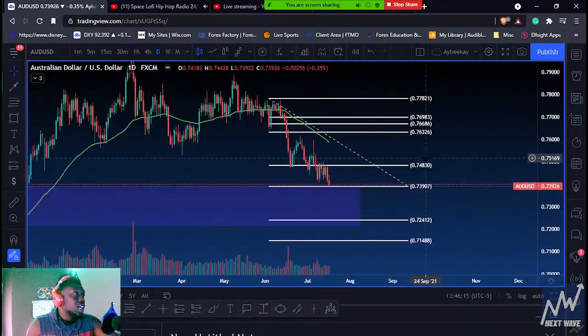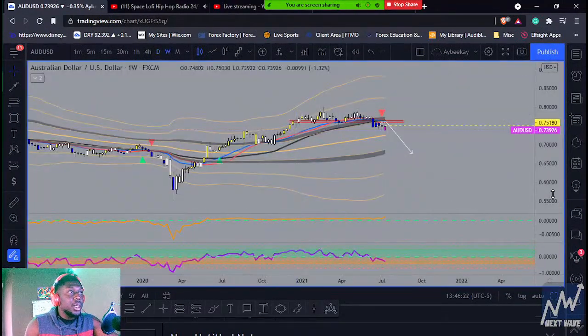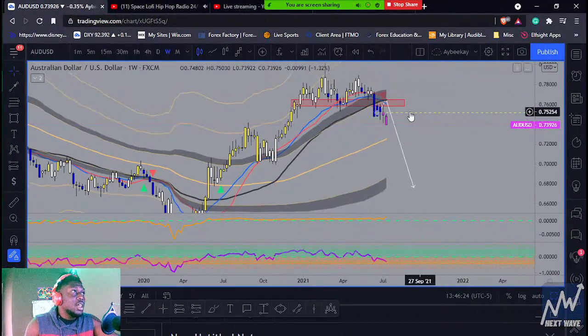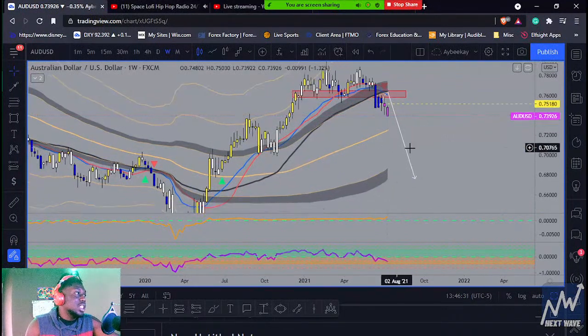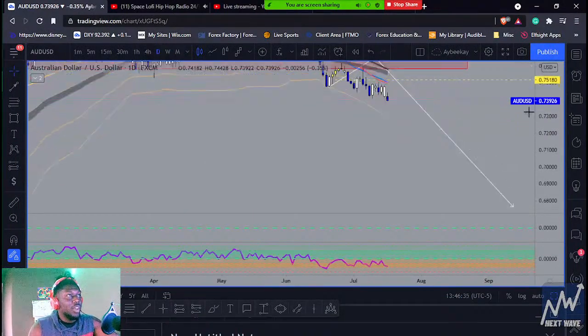Wherever price stops at, I'm waiting for that retracement first. Other than that, I don't have much to say about AUD/USD. The weekly time frame has been calling for this sell. I wanted price to come up a little higher, it never did. And again, these magenta candlesticks, once they pop up, that is very bearish to me.